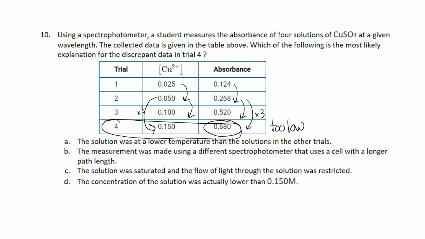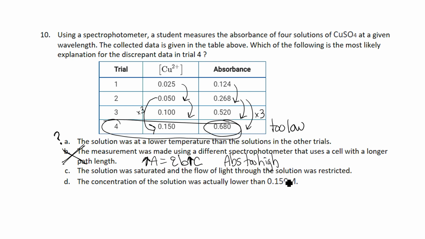So option A tells us that maybe the solution was at a lower temperature. We have not seen any information about how temperature might impact absorbance. That seems very questionable. I'm going to put a question mark by that. B, the measurement was made using a different spec that uses a cell with a longer path length. So again, path length is that value b in this equation. If the path length is longer, the absorbance would actually be too high. So this error would make the absorbance too high, but what we observed is the absorbance is too low. So this error does not fit with what we're observing.